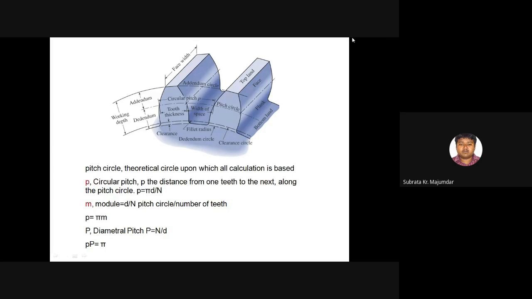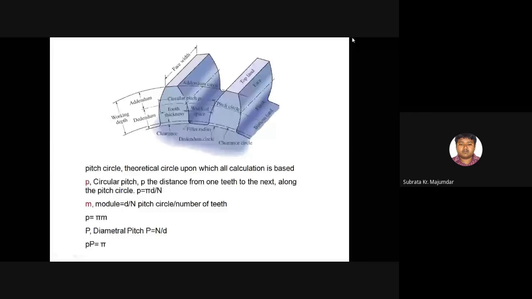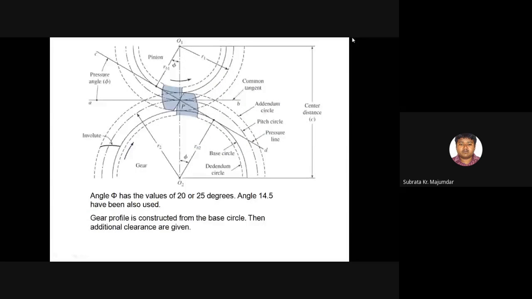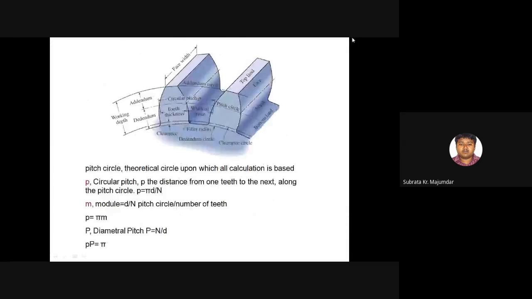Now we come to the diametral pitch. First of all, what is diametral pitch? It is the ratio of the number of teeth to the pitch circle diameter in millimeter. It is known as the diametral pitch, and it is denoted by P suffix d. It is the ratio of the number of teeth to the pitch circle diameter.